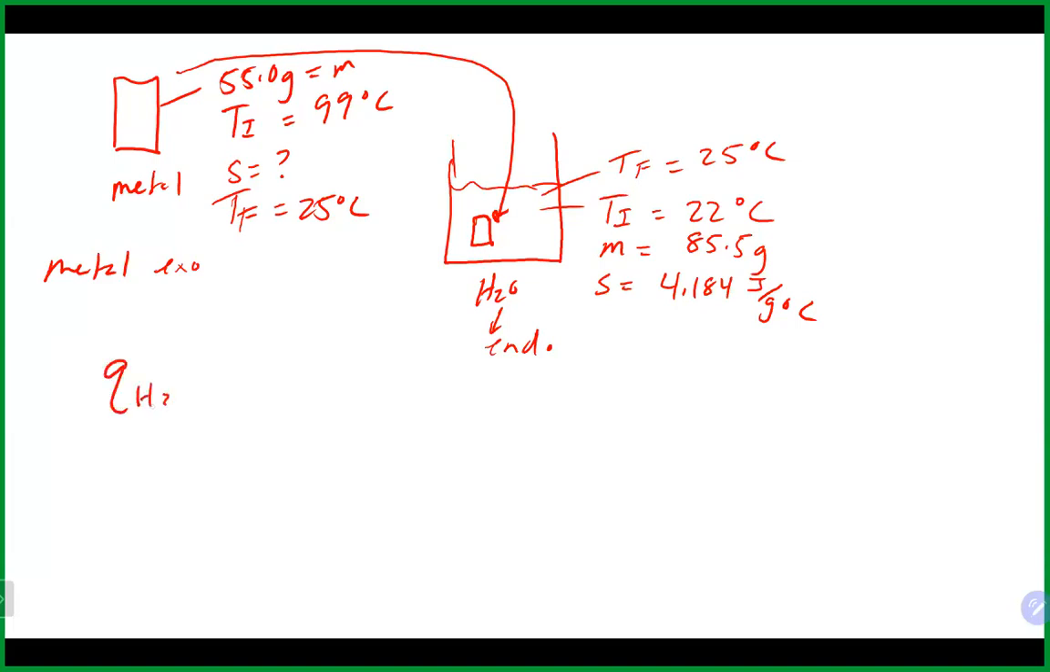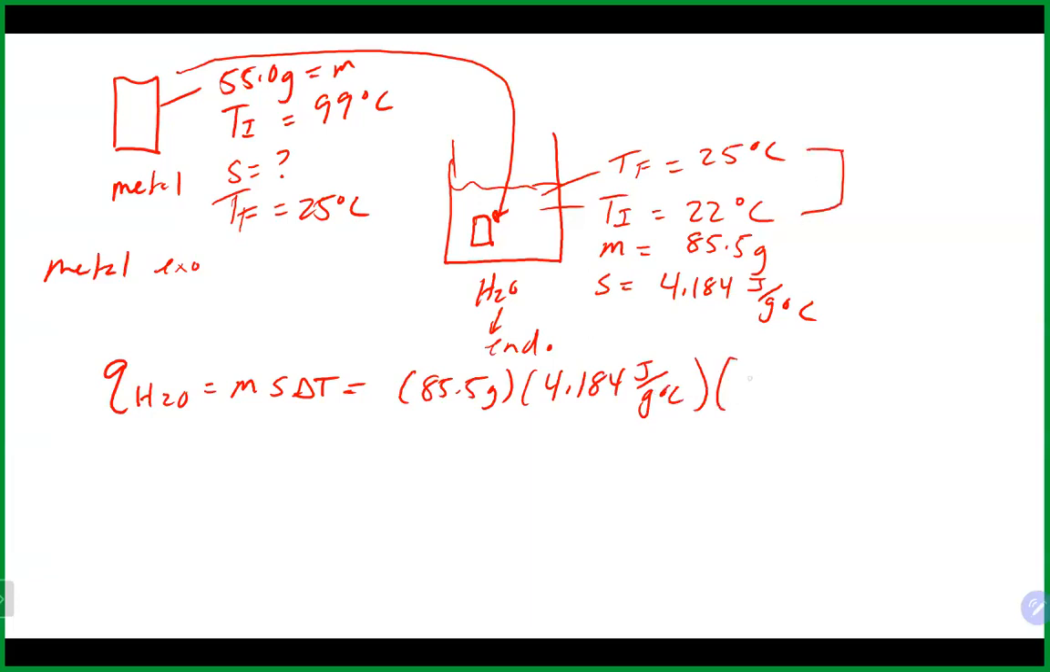And if we do it for water, which is our m s delta T, and we'll see how bad my made up numbers are here. So my m is going to be 85.5 grams. Our specific heat capacity of liquid water is going to be 4.184 joules per gram per degree Celsius. Once again, here we're going to do final minus initial. So we'll do our 25 minus our 22 degrees Celsius.